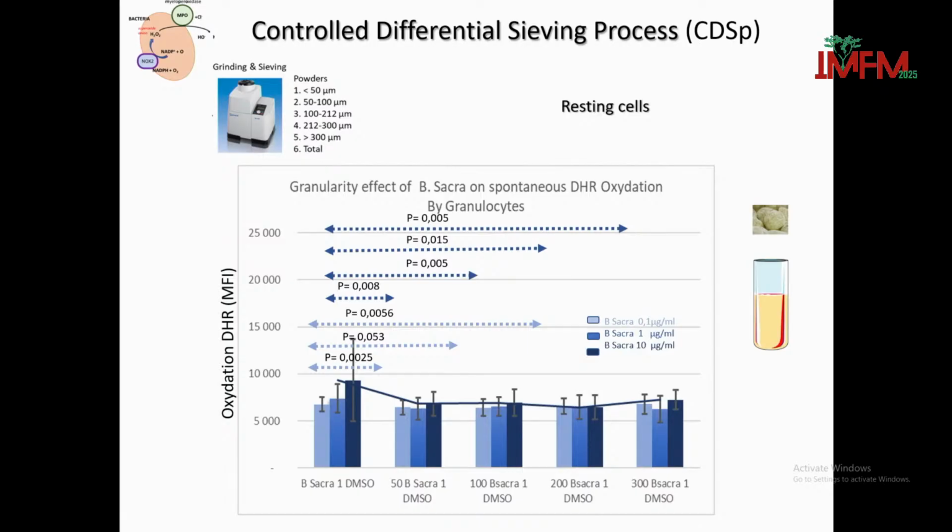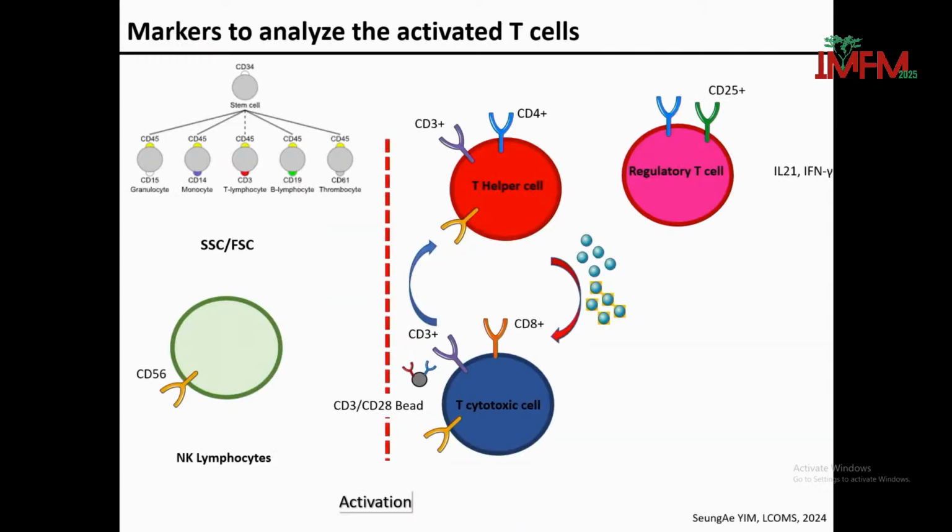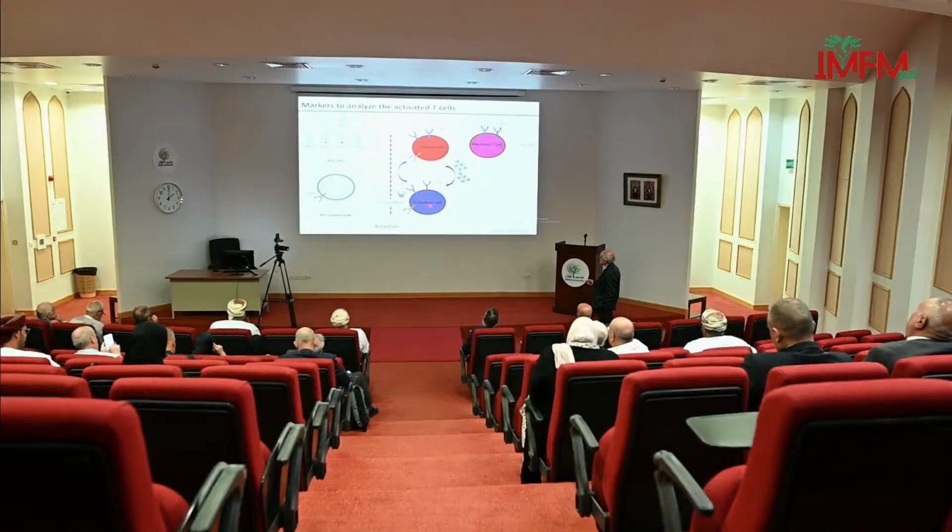We have also compared it on resting cells, and the resting cells are not much influenced by the presence of Boswellia sacra with a different granulometry. Then we move to the cognate immunity, and we have analyzed two different populations, the CD4, which are regulatory cells, and CD8, which are the effector cells.